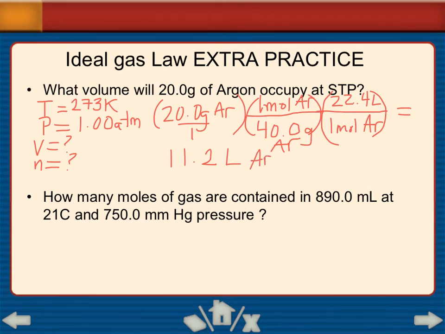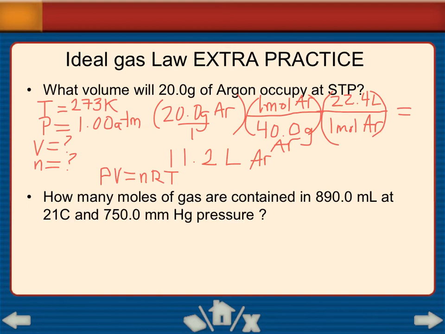Another way to have done this would be to have calculated the value of n, the number of moles, substituted into PV equals nRT, and solve for V. Obviously, the shortcut here is an easier way of going about it, but you can also utilize the ideal gas law for solving this problem as well.